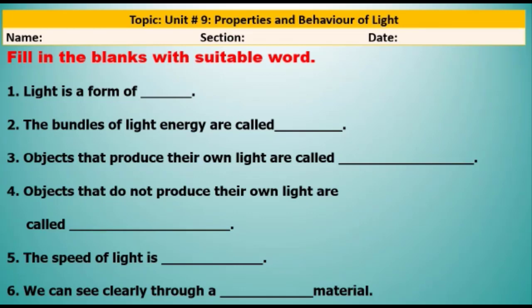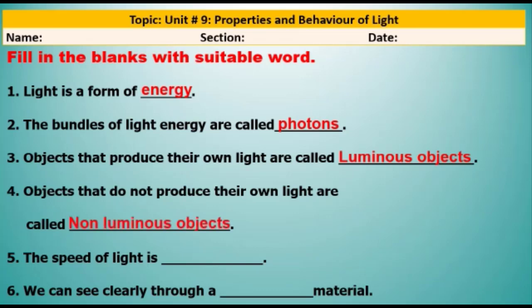Number 1. Light is a form of dash energy. Number 2. The bundles of light energy are called dash photons. Number 3. Objects that produce their own light are called luminous objects. Number 4. Objects that do not produce their own light are called non-luminous objects. Number 5. The speed of light is 3 lakh km/s.